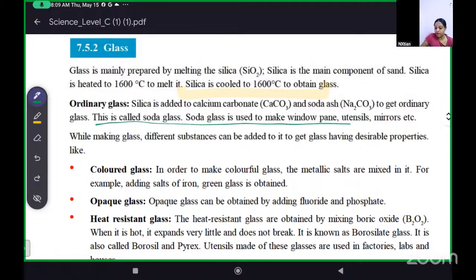It's used to make window panes, utensils, mirrors, etc. The ones in our window panes, utensils, and mirrors are made of ordinary glass or soda glass. When we are making glass, different substances can be added to it to get glass having desirable properties.